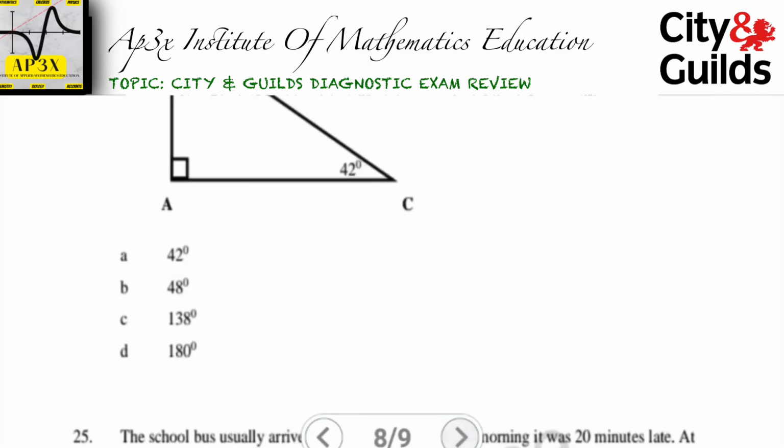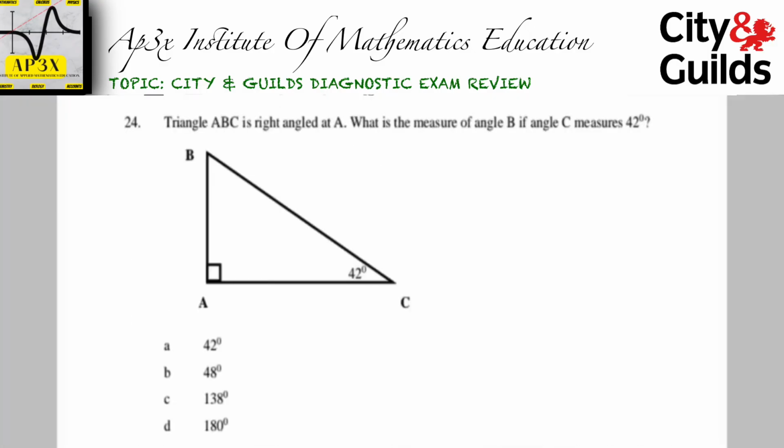All right, so pretty good there, guys. Triangle ABC is a right angle triangle. What is the measure of the angle B if angle C is 42?